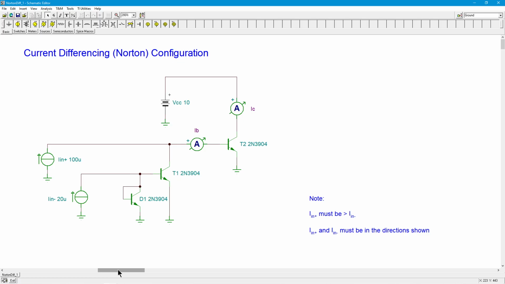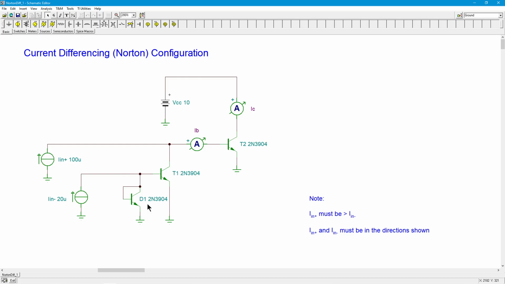Here is a basic current differencing amplifier configuration. I've got 2 current sources back here. So here's IN plus, what we would normally refer to as the non-inverting input, and then IN minus for the inverting input. Now the main transistor of interest is over here. This is T2. And then we have this little configuration in the front end, T1, and then this transistor labeled D1.